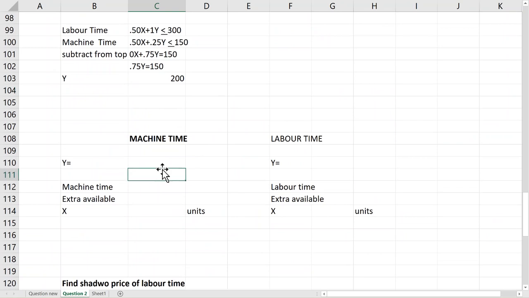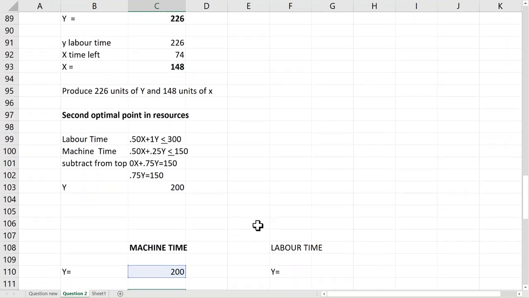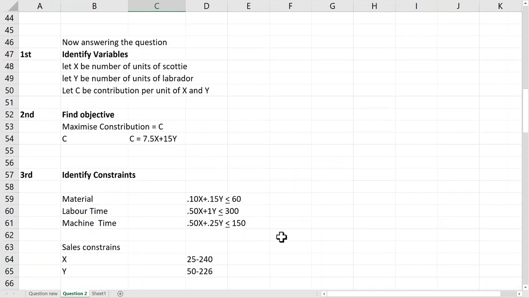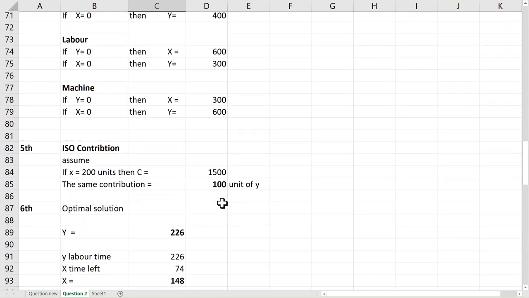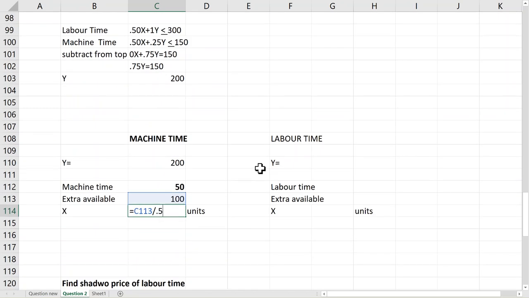Now let's see how much is x. Look at it for both. So if we look at y here, because y is found first, the machine time that it will take is 0.25, and the extra time that would be left, the total time, remember, is 150. So minus that, 100 is left, and then taking 100 divided by the usage of x, which is 0.50, gives 200 units of x. So which means our calculation is correct.